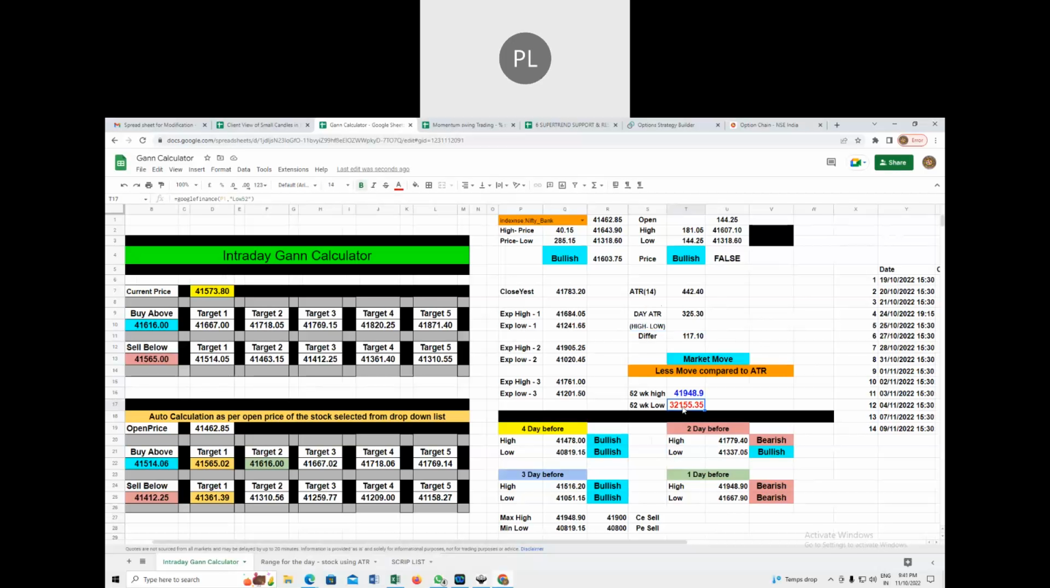Here we have also calculated the 52-week high and 52-week low of Nifty and Bank Nifty. So using all this data, it becomes easy for us to decide whether I should go long or I should go short.